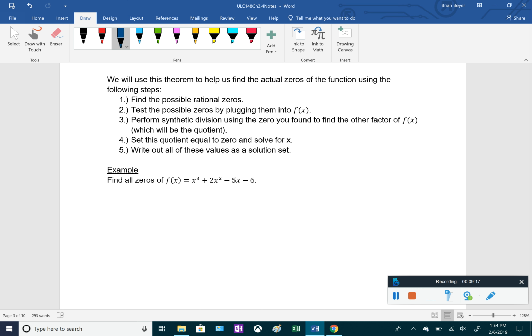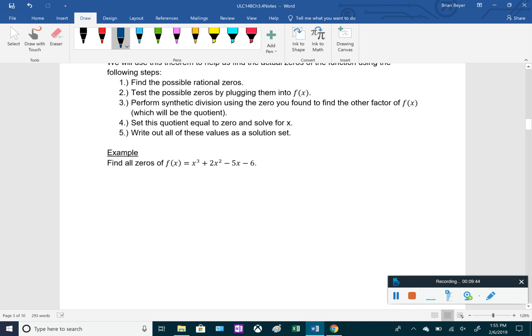And then once we get that zero, once we figure out which one is an actual zero, we're going to do exactly what we did in section 3.3. We're going to do synthetic division using that zero that we found. The quotient will be the other factor. We're going to set the quotient equal to 0 and solve it for x. And those will be the other zeros.